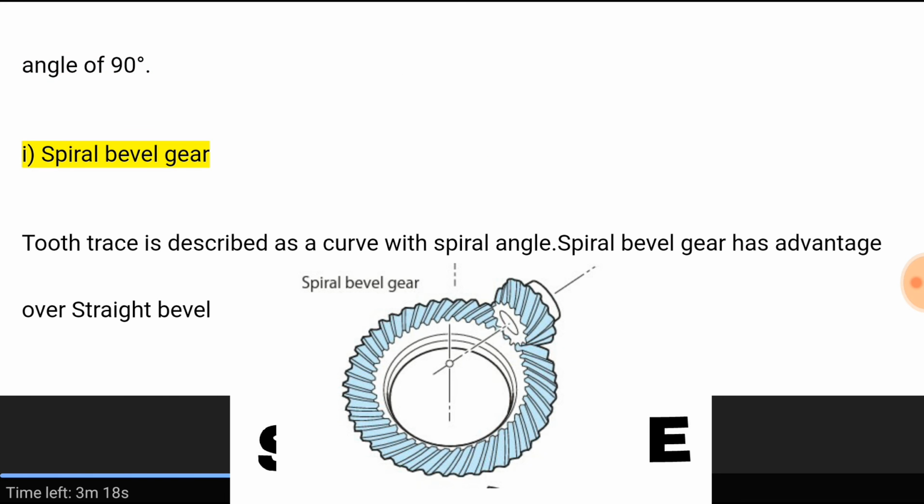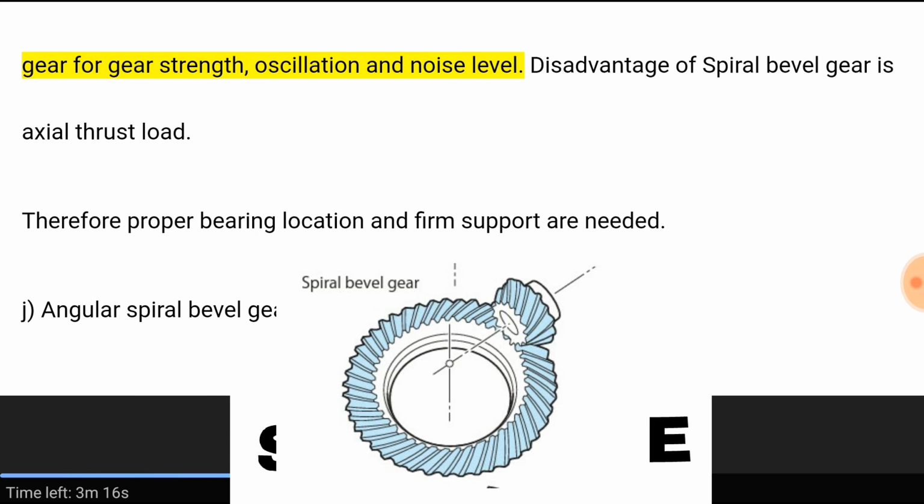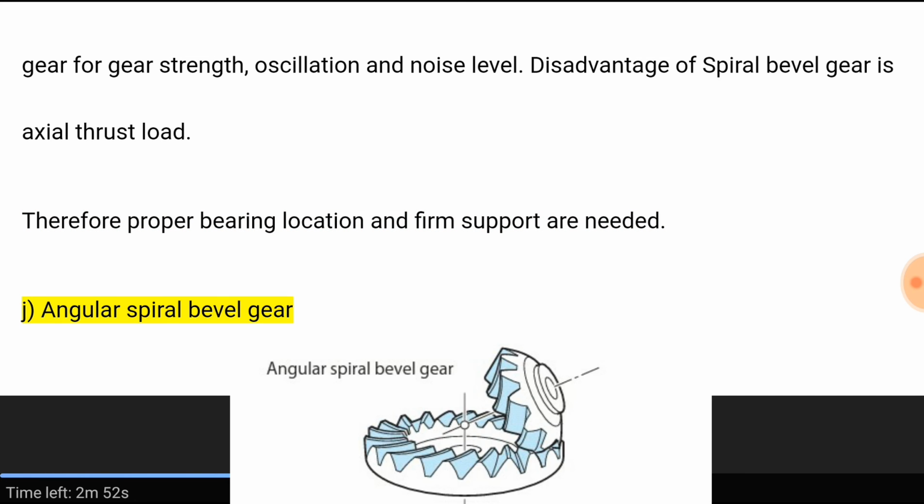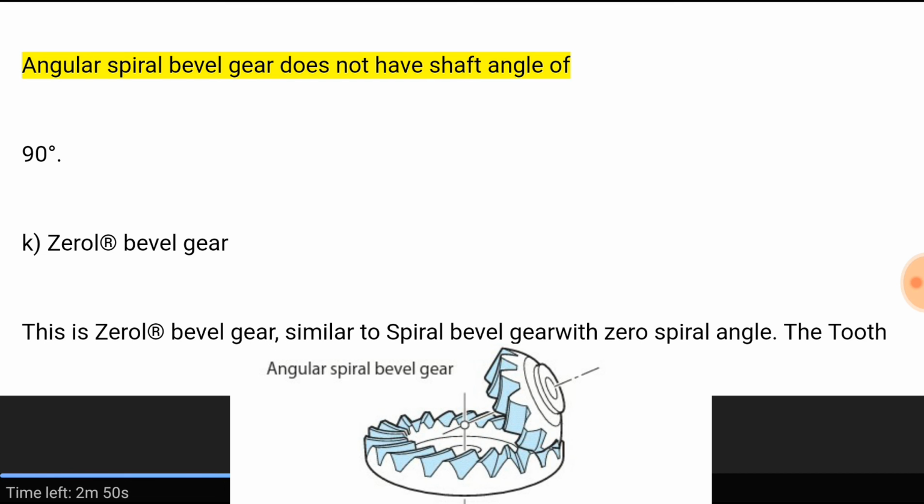I. Spiral bevel gear. Tooth trace is described as a curve with spiral angle. Spiral bevel gear has advantage over straight bevel gear for gear strength, oscillation and noise level. Disadvantage of spiral bevel gear is axial thrust load. Therefore, proper bearing location and firm support are needed. J. Angular spiral bevel gear. Angular spiral bevel gear does not have a shaft angle of 90 degrees.